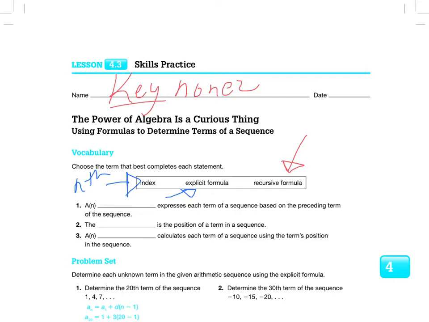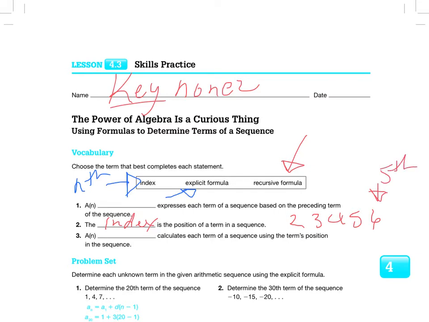The blank is the position of a term in a sequence. Oh, I know that one. That is index. That's what we said. So if I say I want the 13th term, that's the index. The position of the term. The position in the list. For example, if you had this list, look at how easy this list is. So this is the fourth, 1, 2, 3, 4. That's the fifth term. So that would be your index.